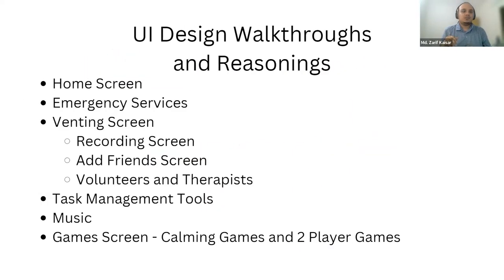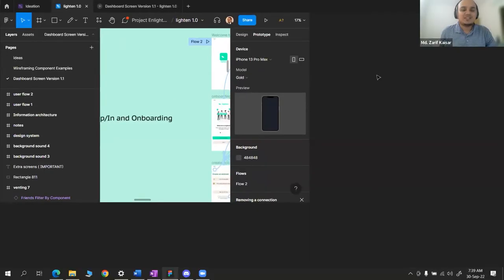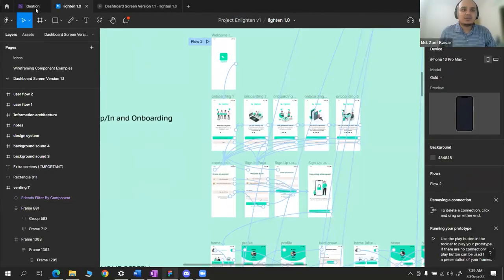Now I'm going to present the UI walkthrough: home screens, emergency services. Let's walk through it instead of giving a list. Can you guys see, by the way?